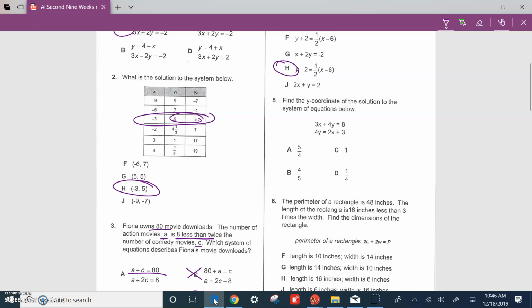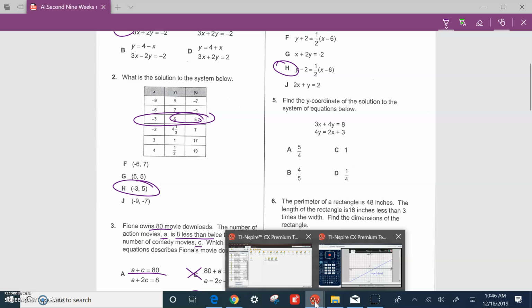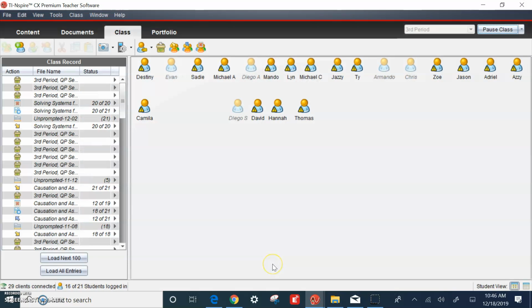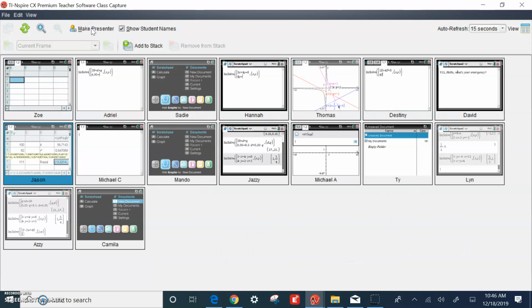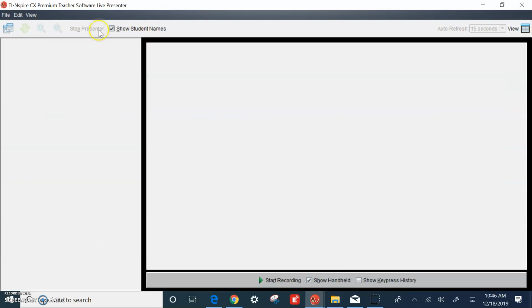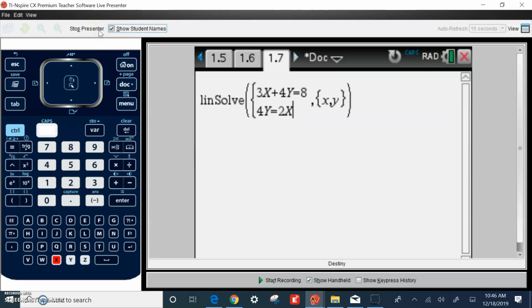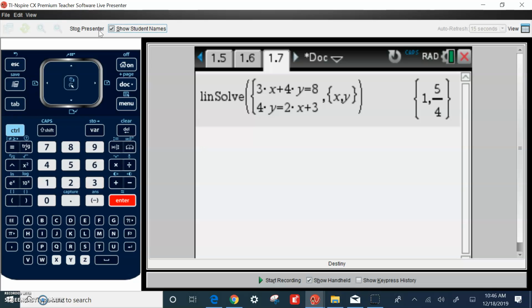Number 5, again, it's just menu, algebra, solve systems. So let's practice it real quick. Destiny, you're my presenter. Menu, algebra, solve systems. Let's plug it in. Very good. 3x plus 4y equals 8. Now make sure you answer the correct one. It asks for the y, and the y is 5/4.